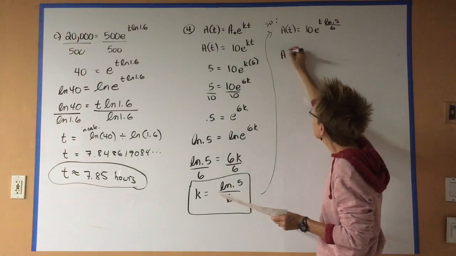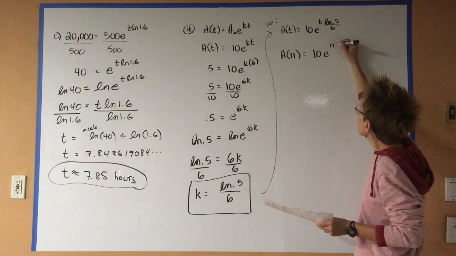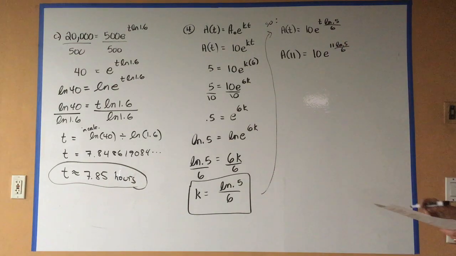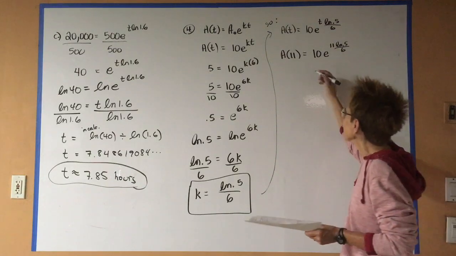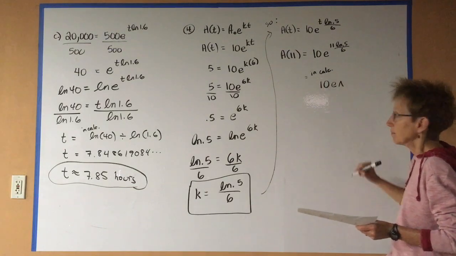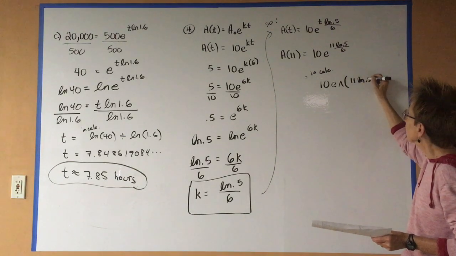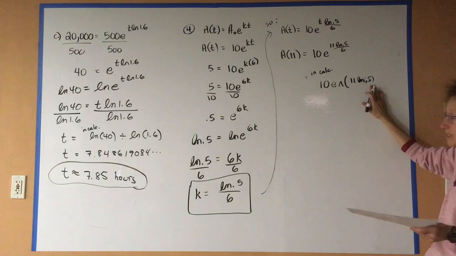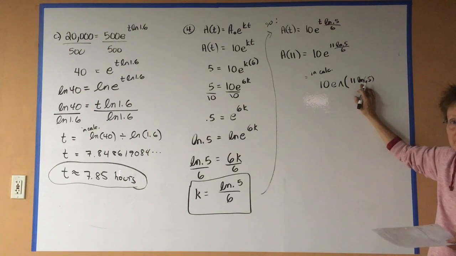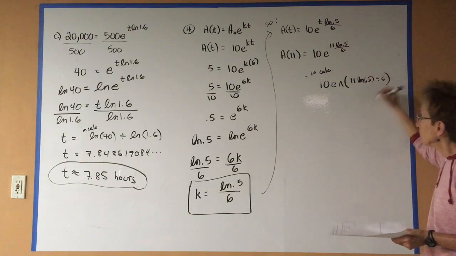I need to figure out A of 11. So I've got 10 e to the power of 11 times ln of 0.5 over 6. That's what I've got to go figure out. So I put that very carefully into my calculator. I'm going to type in a 10 and e. It brings up the power and a parenthesis. And then I'm going to type in 11 ln 0.5. And again, when you type in the ln, it brings up a parenthesis, so close it to show the argument. 11 can be right next to the ln. That's an understood multiplication. And then I'm going to divide by 6 and then close the parenthesis of that power.